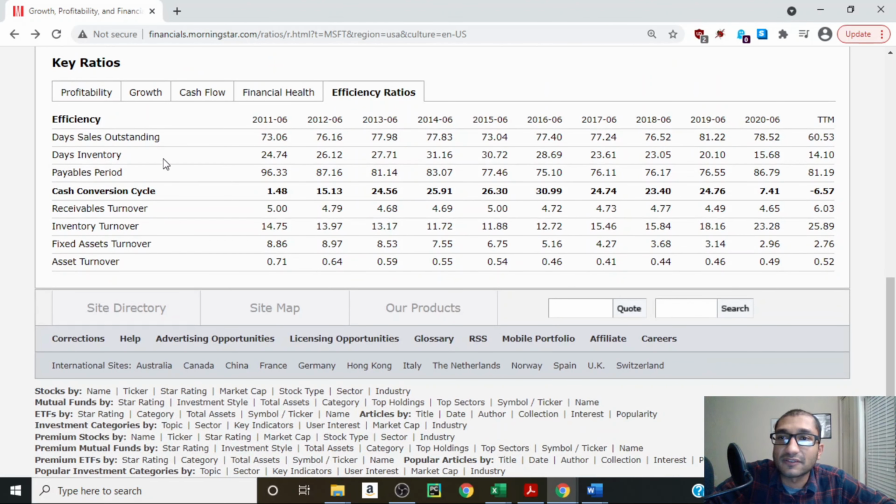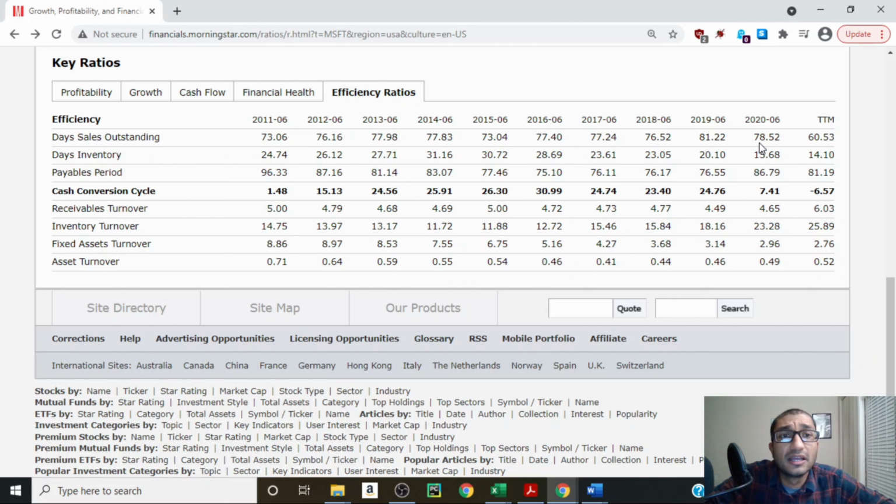Now let's look at the efficiency ratios. Focusing on the days sales outstanding, this number gives us an idea of how many days go by from the day Microsoft recognizes its sales to the day it actually receives cash for that service rendered. Back in 2011, Microsoft's days sales outstanding was at 73 days, and for the year 2020, it was about 78 days.